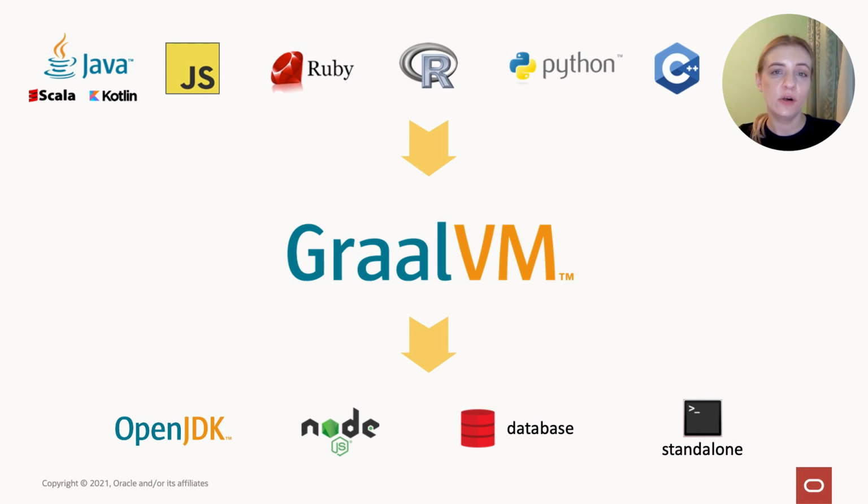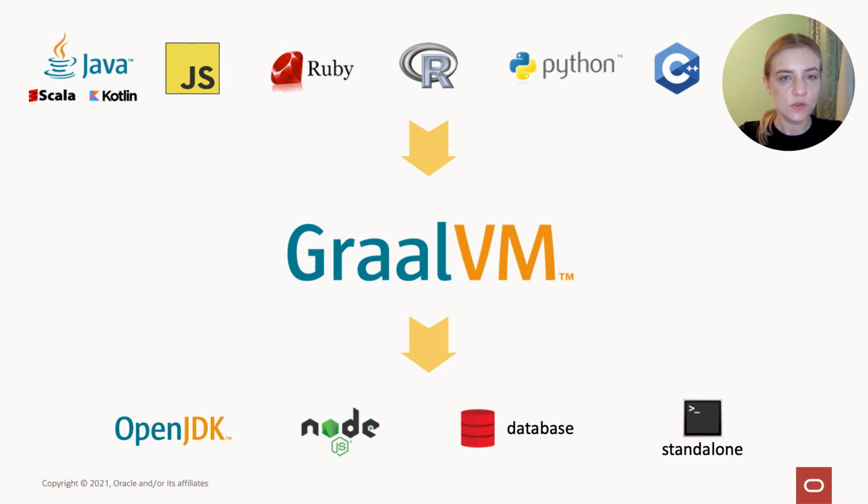Now, what is interesting, GraalVM is also highly embeddable and can be used in a number of environments and platforms. Those are the ones that we see here below. The first one is OpenJDK. In this mode, GraalVM can be used to execute your Java applications as they are, right, replacing the top-tier compiler in OpenJDK. And in a similar way, GraalVM can also run unmodified Node.js applications.